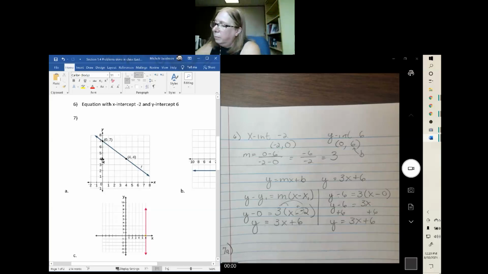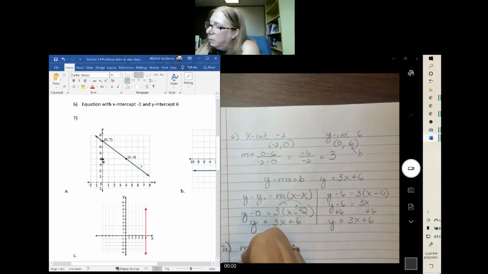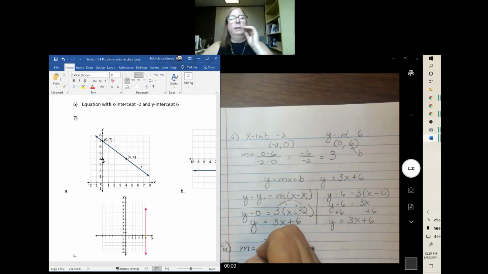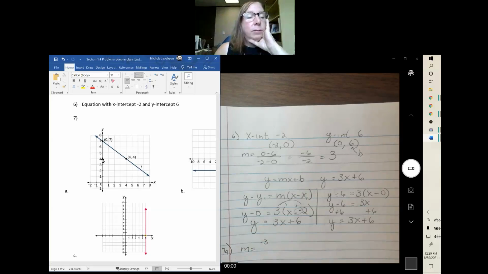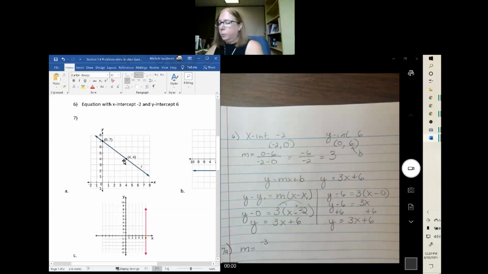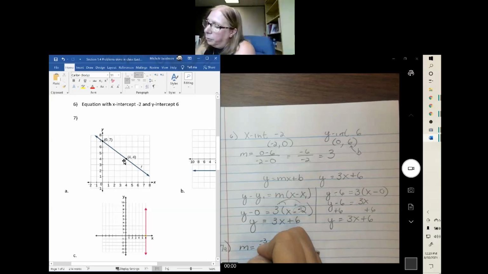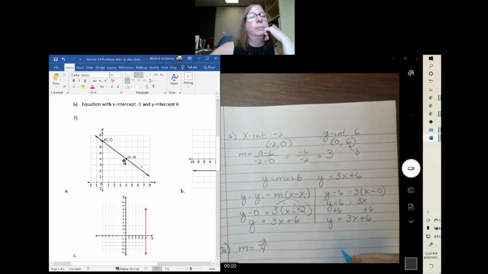So down 3 means -3, and then run over 1, 2, 3, 4. So we went down 3 and over a positive 4. That means the slope is a negative 3/4.